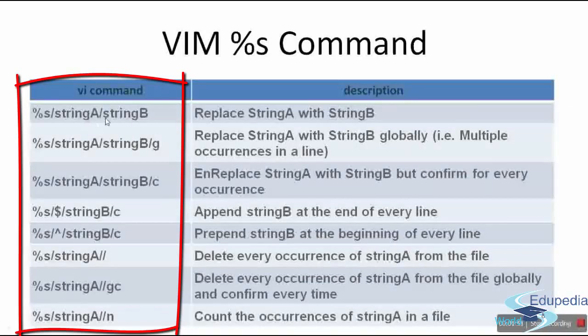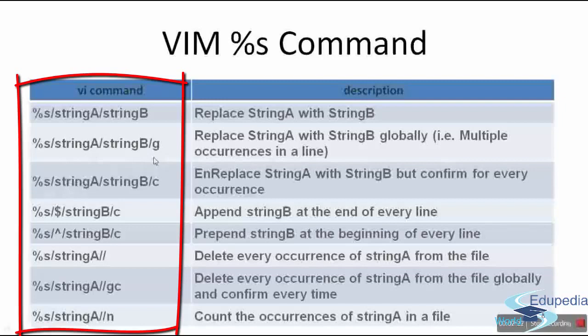Now if you want to replace all the occurrences on all the lines, you just have to use one more argument in this command by putting a / at the end of this command and writing g. So g means globally replace all the occurrences of string a by string b. It will replace multiple occurrences of the string a on every line throughout the file. So wherever there is string a, it will be replaced by string b.